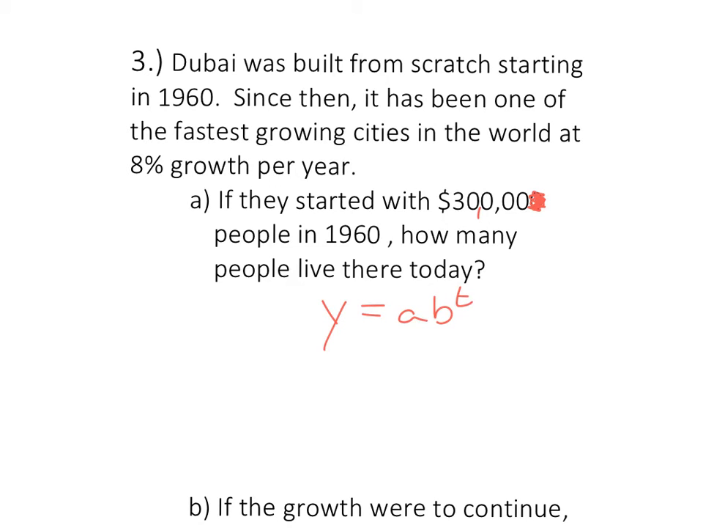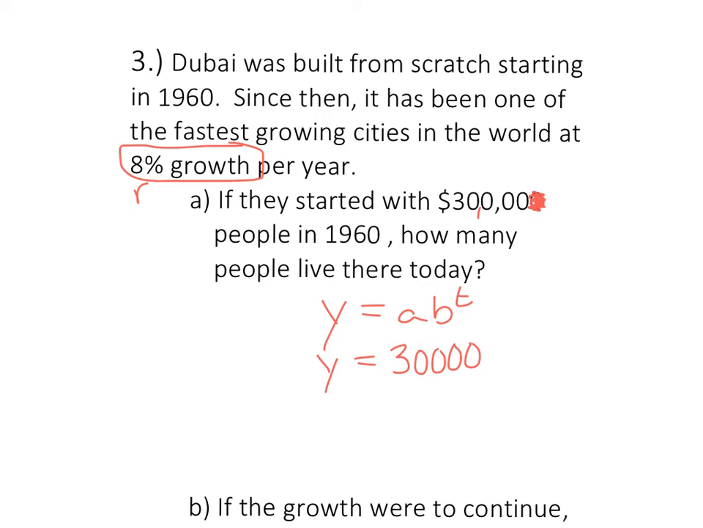So all we're going to do is fill everything in. a will represent the initial value, which is 30,000. b represents the growth factor. Now we got to be careful here because that's different than percent growth. Percent growth is actually the value r. So in order to find b, we have to use the second equation there that's on the board.